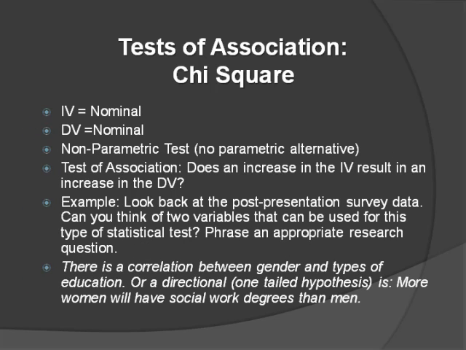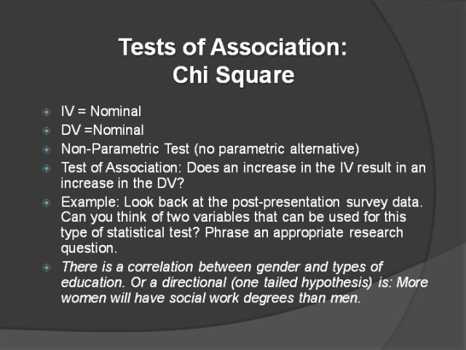All right, let's move on to another test of association, which is a chi-square. If you refer back to your cheat sheet in the chart, a chi-square is used when the independent variable is nominal and the dependent variable is also nominal. Now, this is a non-parametric test, so there is no parametric alternative. This is a test of association. Does an increase in the IV result in a decrease in the DV? Or when we find one category of the IV, are we going to find another corresponding category in the DV?